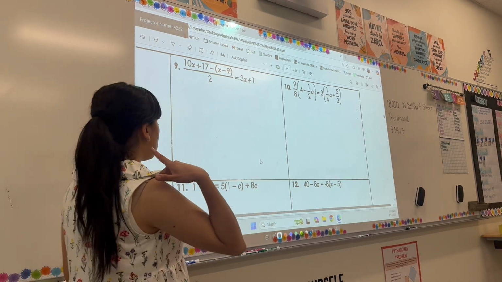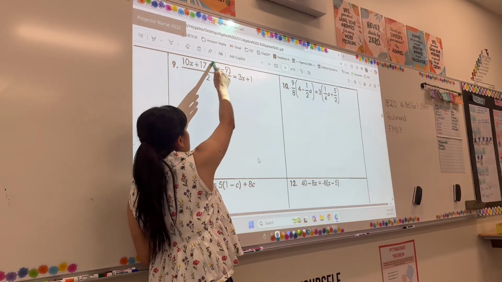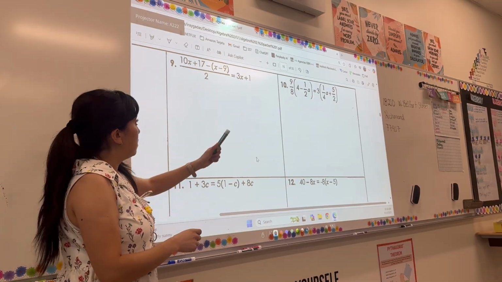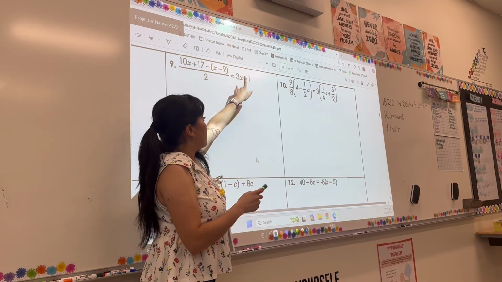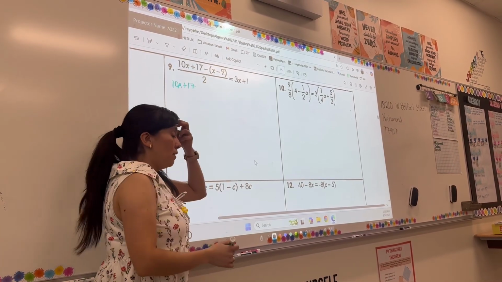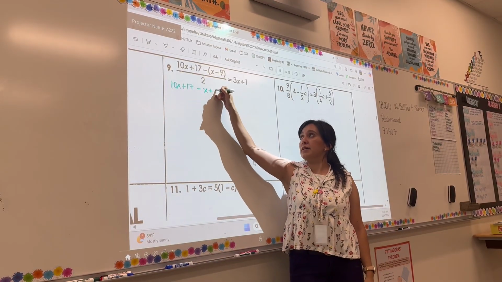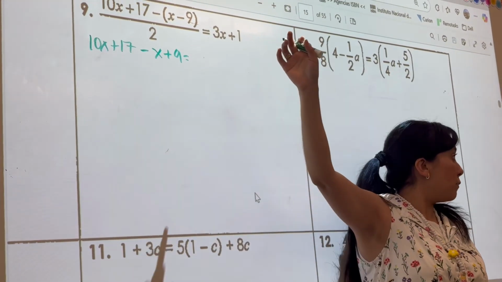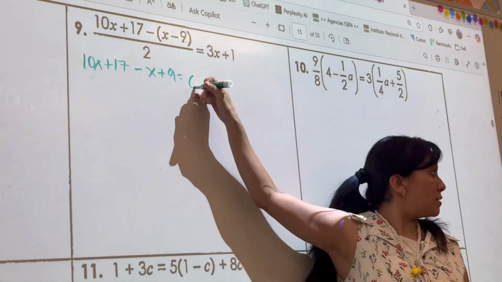Okay, so what do you think we have to do for number 9? Distribute these parentheses? Okay, and what else? We have a really big fraction here. So I will recommend you to multiply by 2 on this side, right? So I am going to write 10x plus 17 and at the same time distribute, because we can do it in one step, minus x plus 9 equals, and these two multiply everything here. Can I skip this step of writing down or do we need me to write it down? Okay, so it's going to be 6x plus 2.